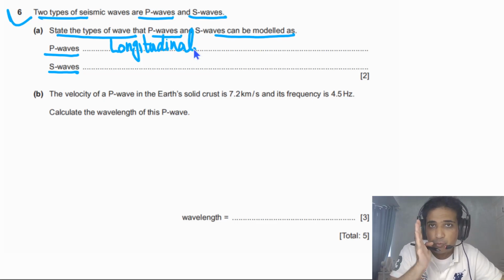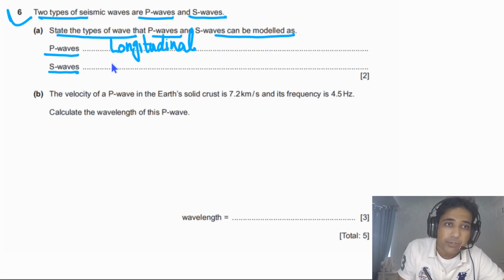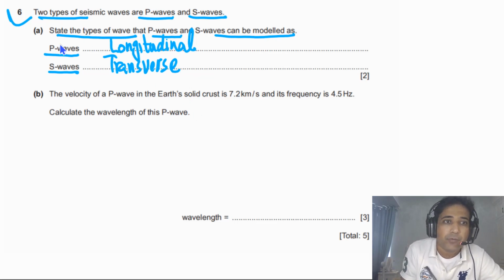Primary waves are most dangerous because buildings are not good under tensile forces, meaning under tension, but buildings are good under compressive forces. And S waves, they cause buildings to vibrate up and down. So we call them transverse waves. So those waves can be modeled as transverse waves. So these 2 points you have to write down for part A.